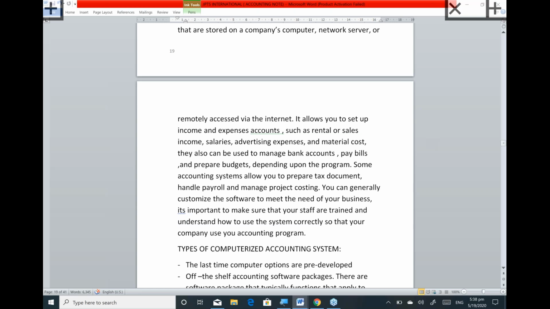Next week, if God helps us, we are looking at the advantages of computerized accounting.